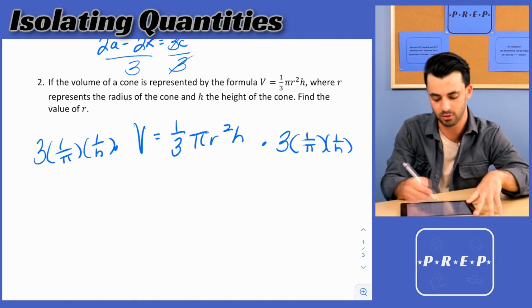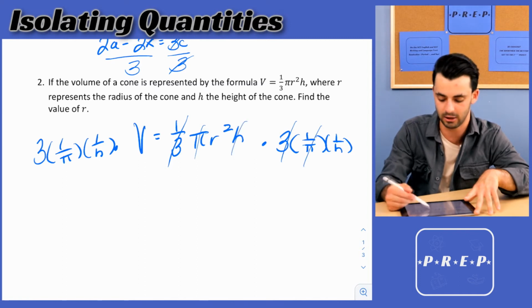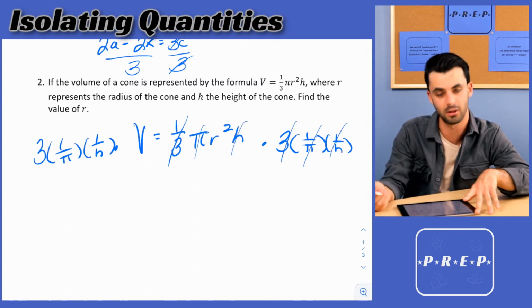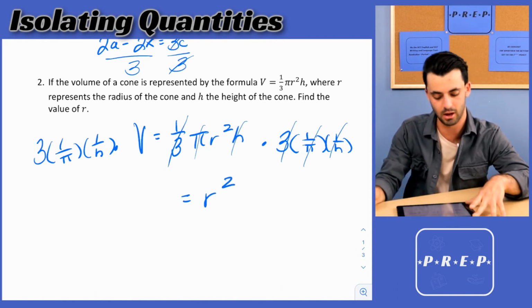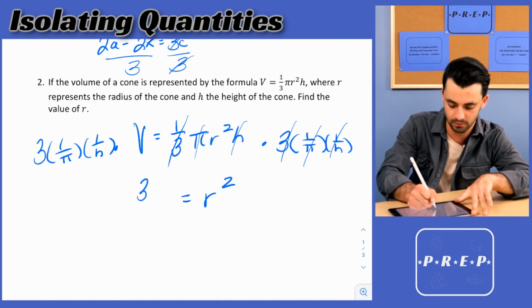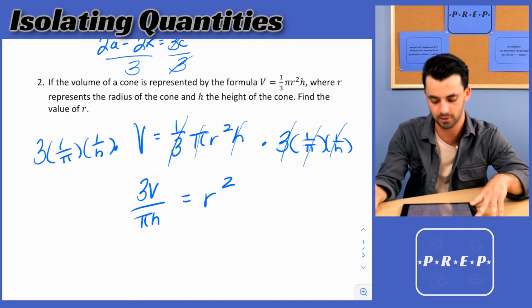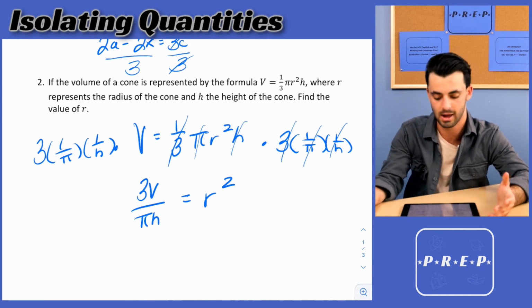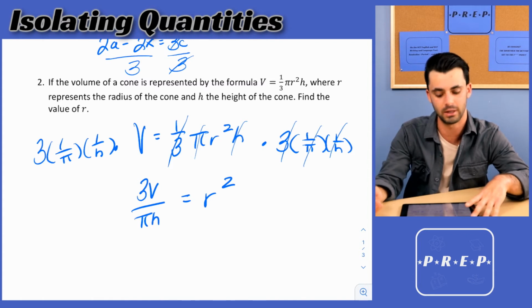On the right-hand side, the 1/3 and the 3 cancel, the pi and the 1 over pi cancel, and the h and the 1 over h cancel. So you should just be left with r squared on the right. And then on the left, we have 3 times 1 over pi times 1 over h times v, and that should leave you with 3v over pi h. But now, you should notice that on the right-hand side, you have r squared. That's not r, but we want to solve for r. So you have to take the square root of each side.